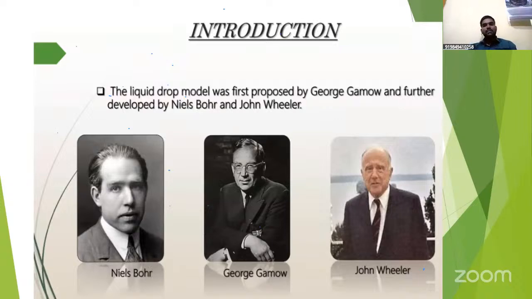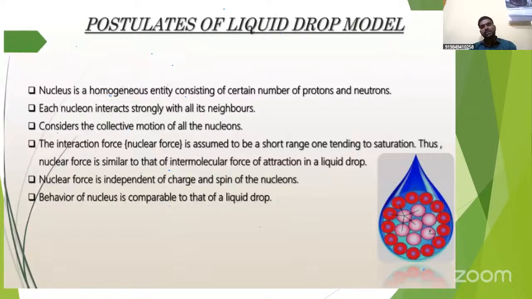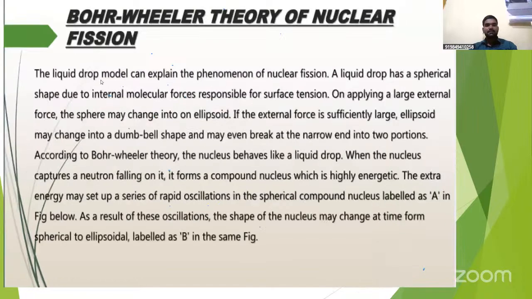The nucleus contains protons and neutrons. There will be nuclear forces between these protons and neutrons. When we compare this with a liquid drop, there will be intermolecular forces between the water molecules. And it is a homogeneous entity consisting of protons and neutrons, which the nucleus contains. We have discussed this collective motion. So we have seen that the liquid drop can explain the phenomenon of nuclear fission.